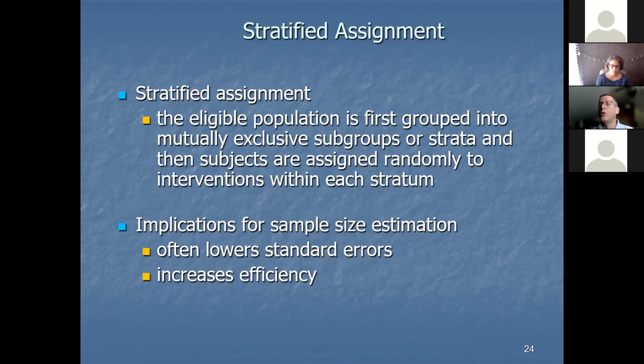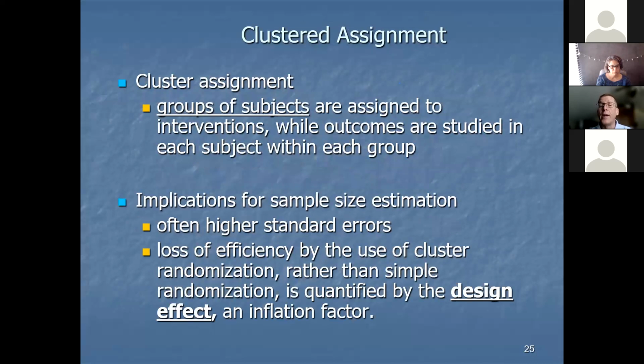And what that can do is help increase the power. That's going to make those distributions more peaked. On the other hand, I can have clustered randomization, where instead of randomizing individuals, I'm taking groups of individuals and randomizing the entire group, but I'm measuring at the individual level. Well, the problem there is I actually get the opposite, where I have less efficiency.